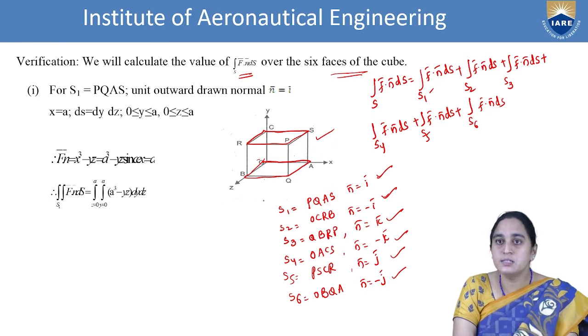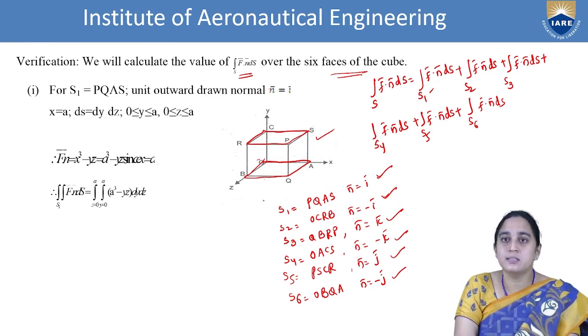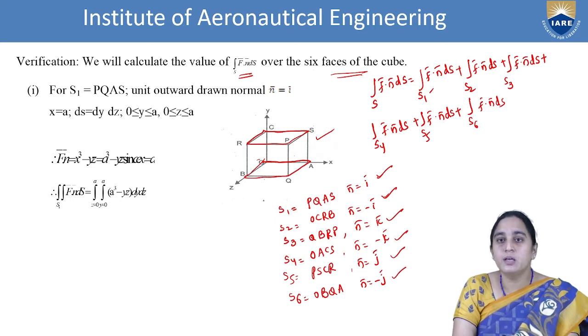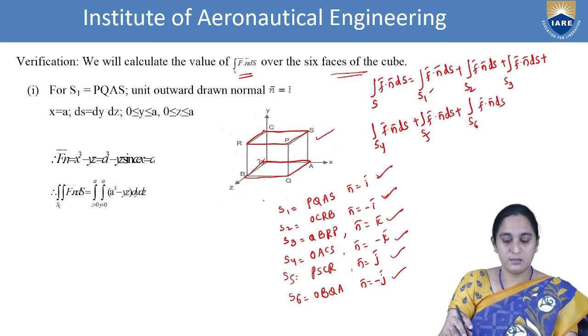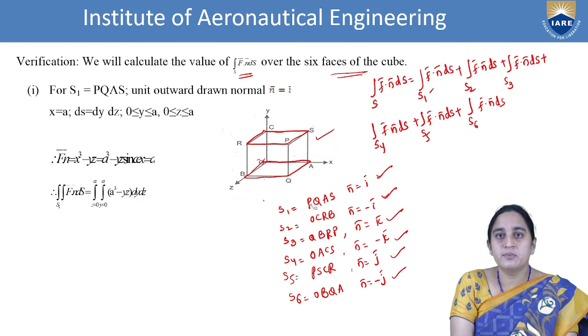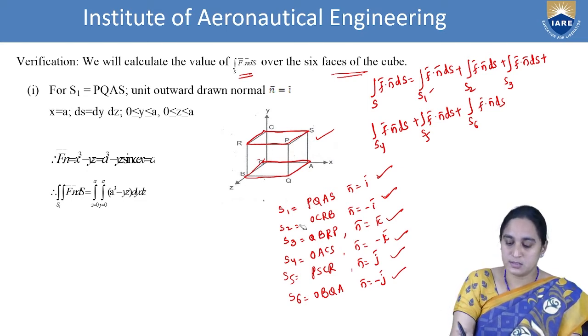That surface integral value is equal to the RHS value. What is RHS? Volume integral value. If both the values are equal, then the Gauss Divergence Theorem is verified for the question. Okay, now I'll start with the verification for the first phase S1, that is PQAS.